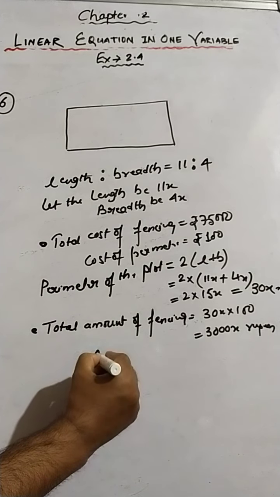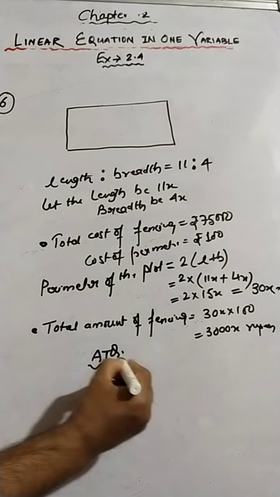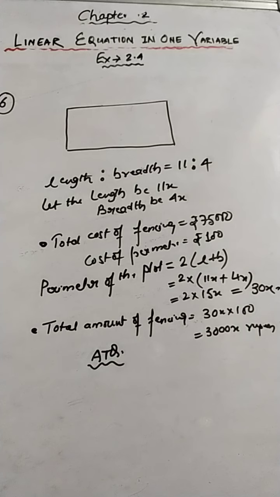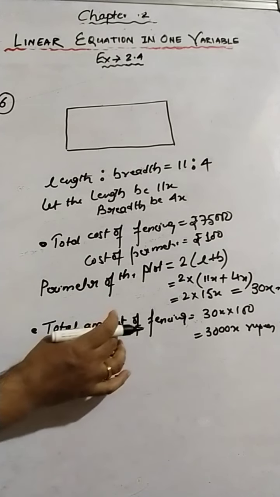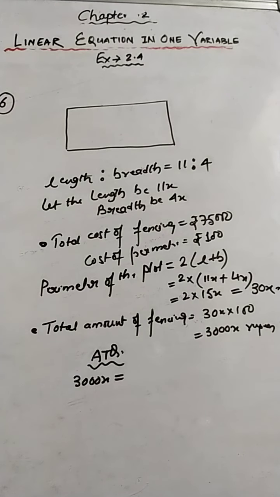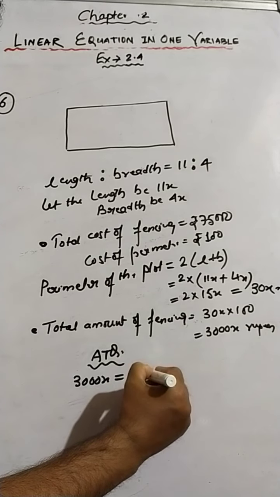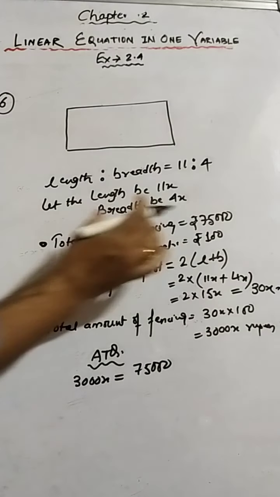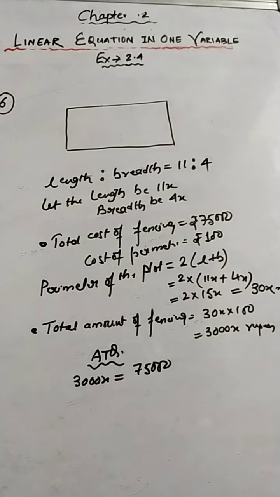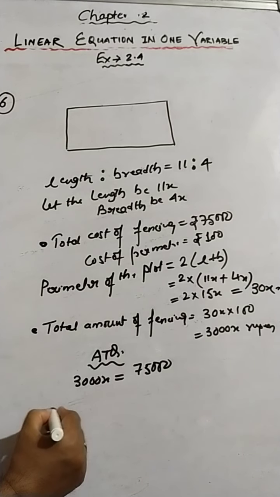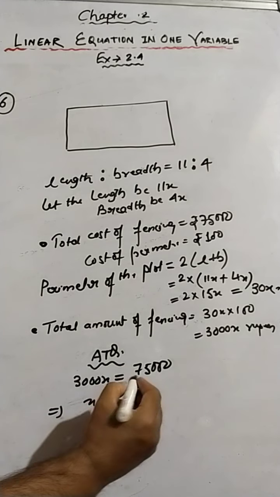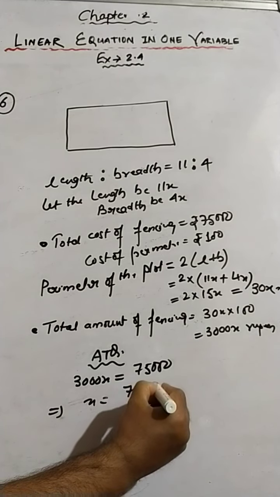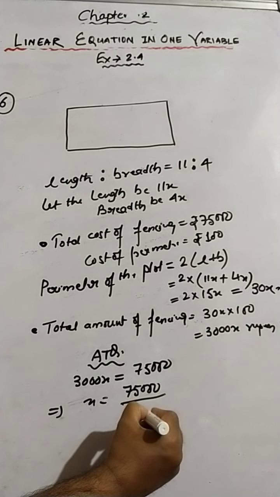So you will write ATQ, according to the question. What will we write? 3000x, as because it is also the total amount of fencing, or you can say it is a total cost of fencing, and that would be equals to 75,000, and this is also total cost of fencing. So both the values are same only, they are representing the same thing. So to get the value of x, we have to transpose the 3000 towards right hand side. So that would be 75,000 by 3000.